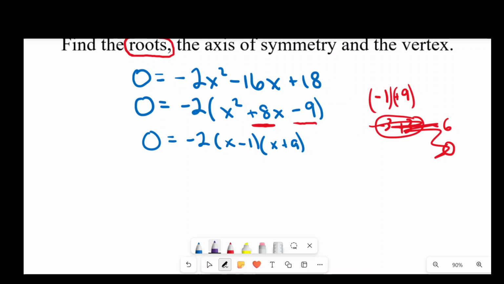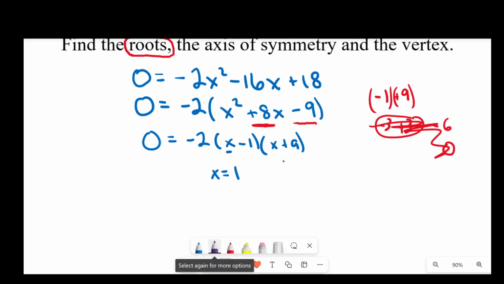And that says if this bracket is 0, then it doesn't matter what this bracket is, and it doesn't matter that it's multiplied by negative 2, because anything times 0 is equal to 0. So what value of x makes that bracket 0? Well, the value would be 1. So one root is at x equals 1.